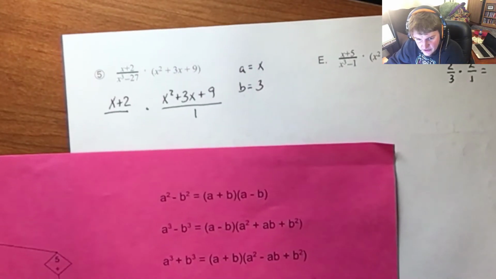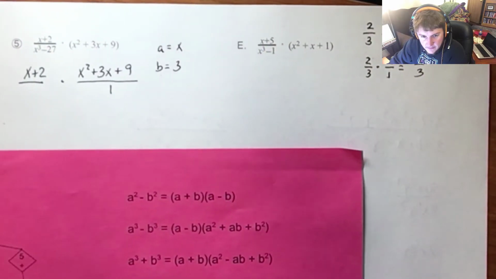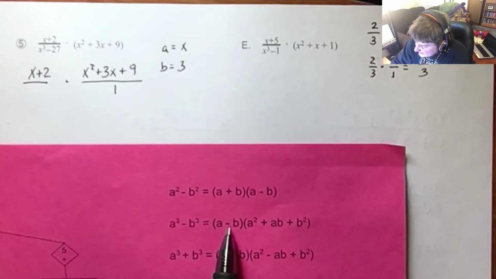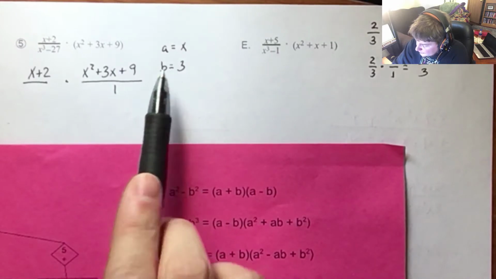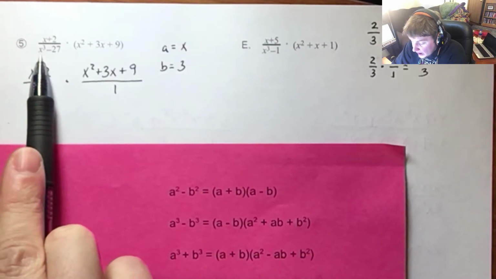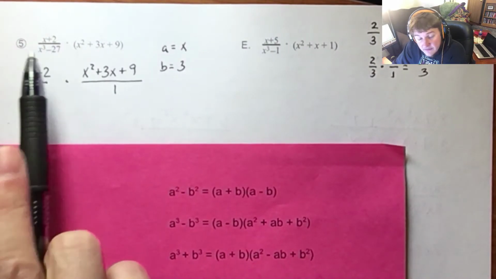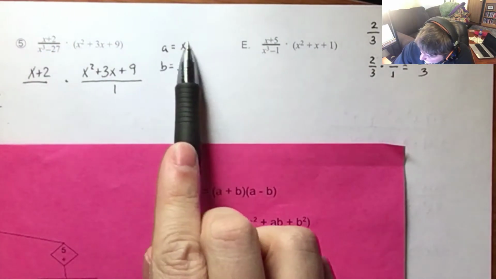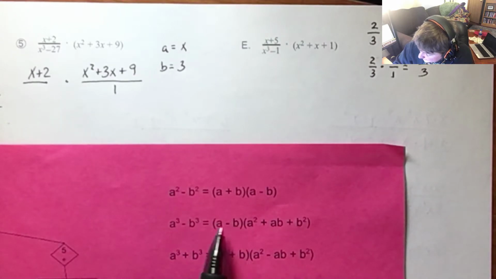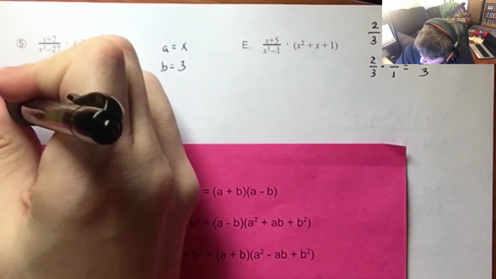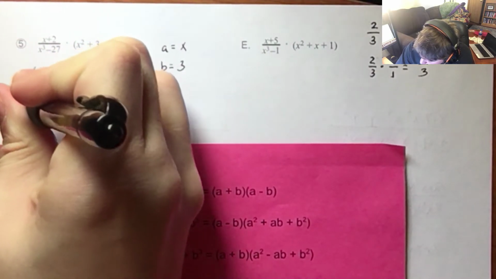So then what I can do now is go ahead and anywhere I see an A, I can put x. And anywhere I see a B, I can put 3. Okay, and where did I get x and 3? I found that from the root of x cubed and the root of 27. So the first part is going to be x minus 3, because it's a minus b. A is x, b is 3, so this is x minus 3.